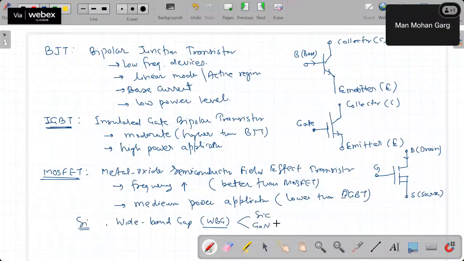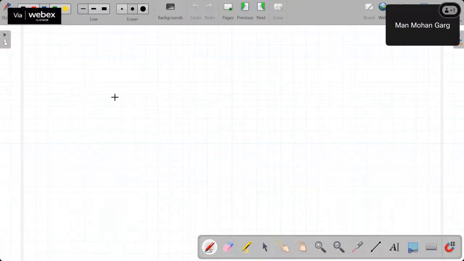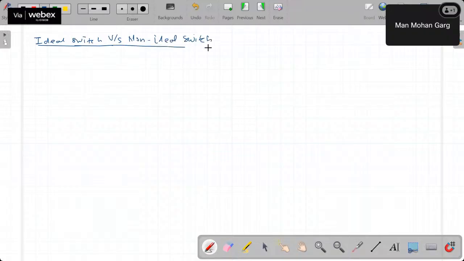Okay. Now let us go to the comparison and the features of these ideal devices. Ideal switch versus non-ideal switch. First we talk about the characteristics of an ideal switch.